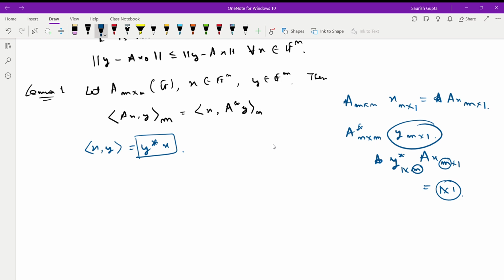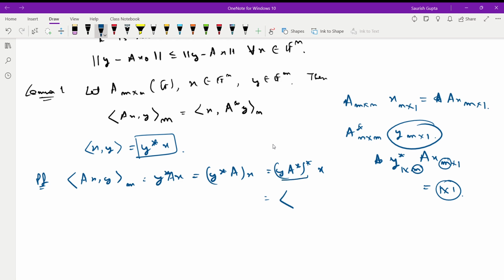So how do we get a proof of it? The proof is fairly simple. The inner product of AX with Y is simply Y star AX, but I can take A inside by associativity. Then I can write Y star A as A star Y whole star, times X. So this star times this, I can write as X times A star Y, and so it comes out, right? Clear?